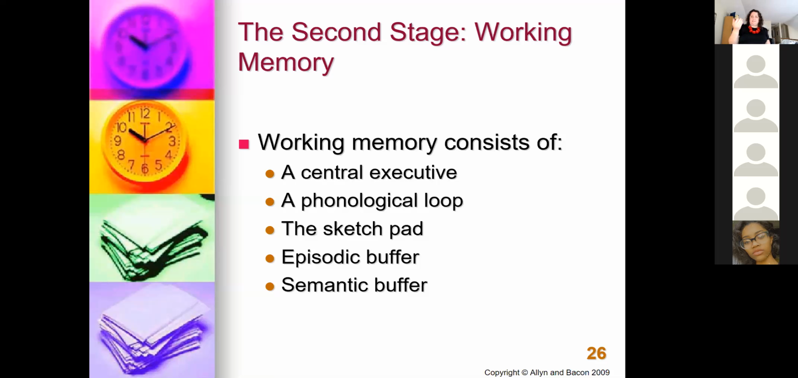The sketchpad lets us store and manipulate visual images. The episodic buffer helps us to remember events that are happening. It's a limited capacity store that allows the various components of working memory to integrate information and serves as an interface between working memory and long-term memory. And then the semantic buffer is what helps us get that deep processing to attach meaning to words. So obviously, if we want to encode a thing into long-term memory, the semantic buffer is very important.